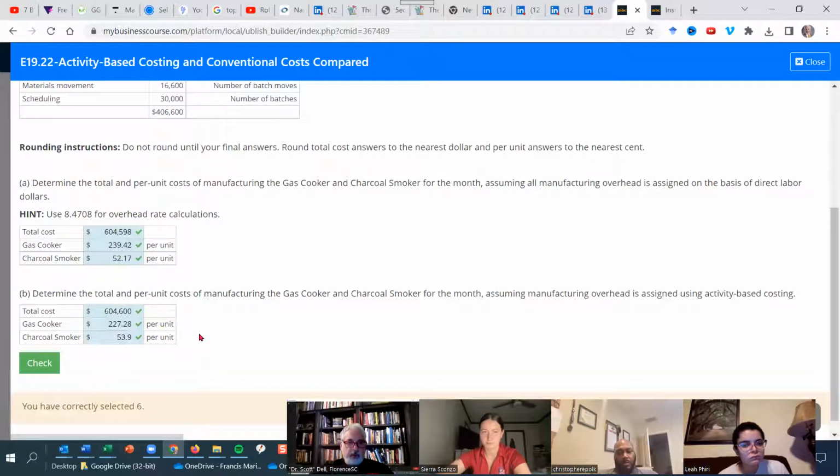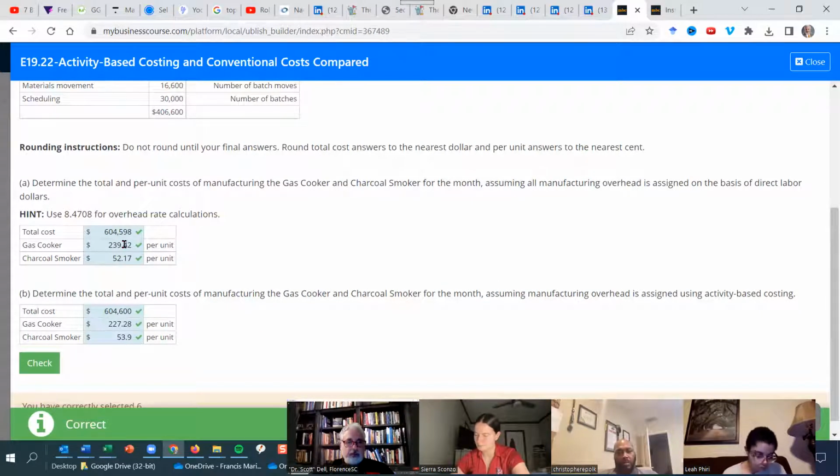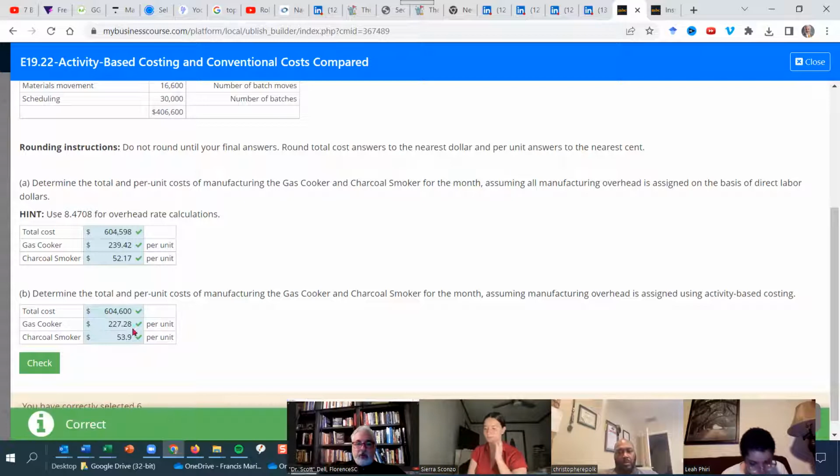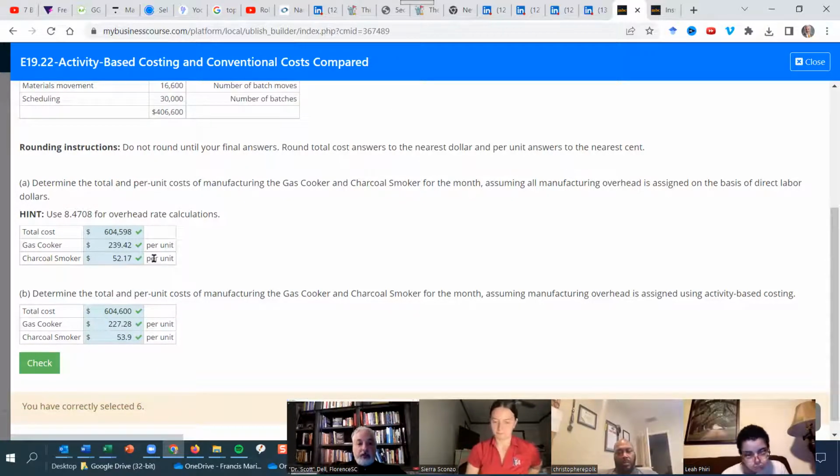There we go. So we're looking at this saying, this is 239 per unit cost for the gas cooker versus 227. If I was trying to price this gas cooker, and I'm saying, you know what, I just want to price it 10% over cost. Or I have a competitor that can make them that's a pretty similar cost structure. My activity-based costing is going to be a more accurate reflection of what I figured out. So my gas cooker costs 227.